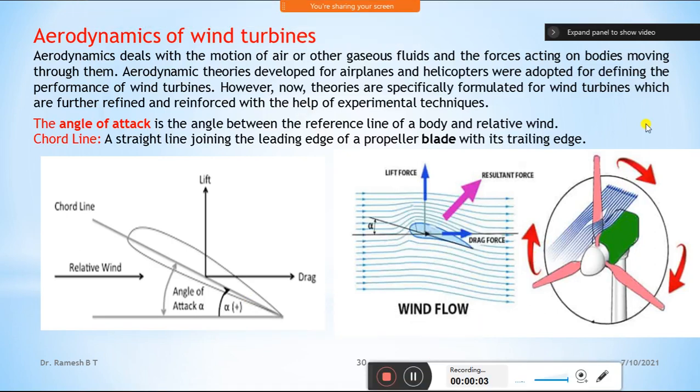Okay, very good morning. In our last class, we discussed power in wind energy, that is P equal to half rho A V cube. That is the equation we discussed. Today we are going to discuss aerodynamics.